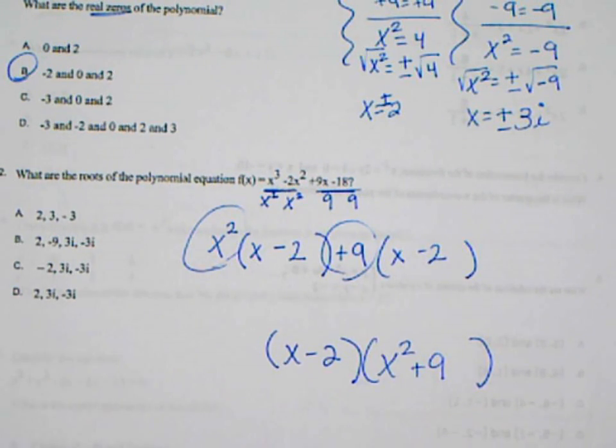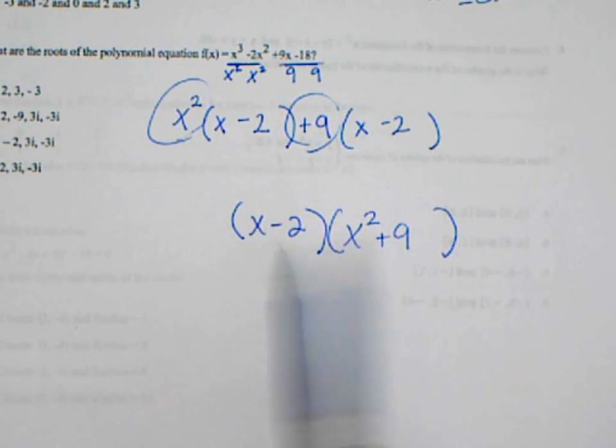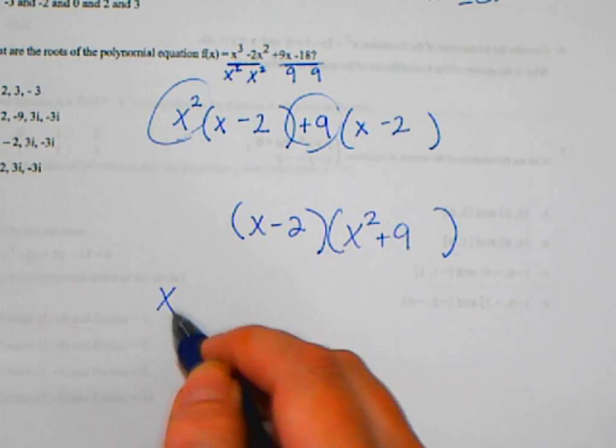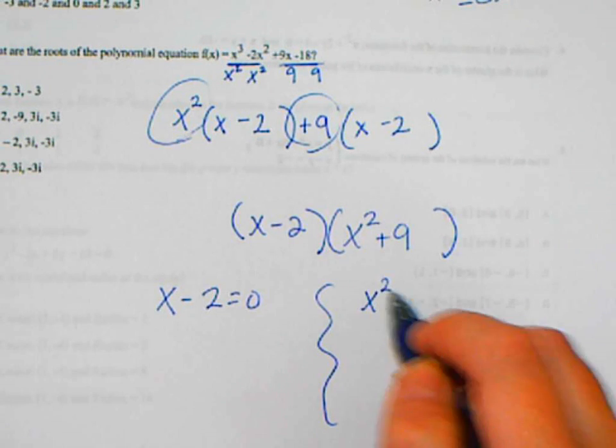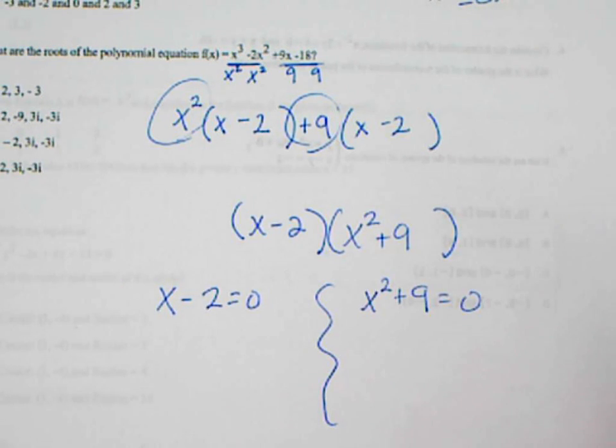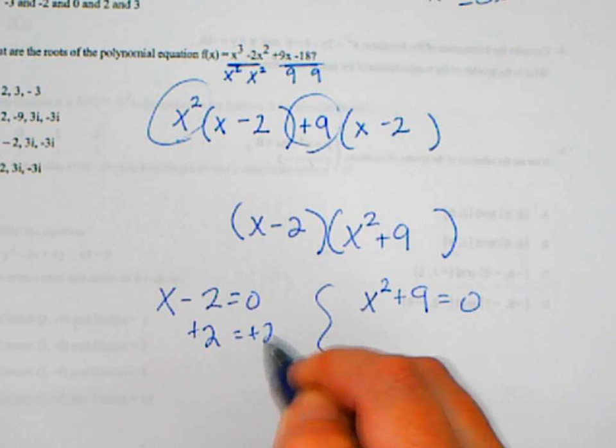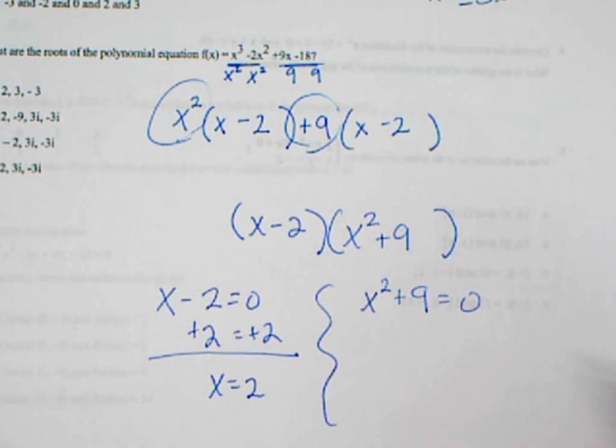But I haven't found the roots yet. Okay? I haven't found the solutions. Once I've factored, I can set each factor equal to 0 and solve for x. So now I'm factored. I'll set x minus 2 as a factor, set it equal to 0. X squared plus 9 is a factor, set it equal to 0. And then I'll solve both for x. So here I'll add 2 to both sides. X equals 2. There's no square roots or anything like that because x is not squared.